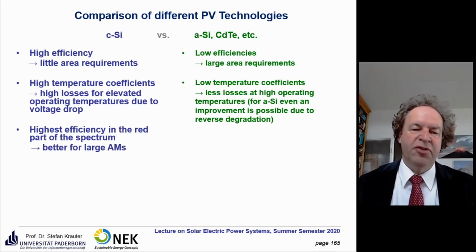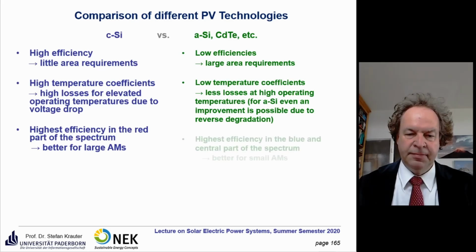Concerning the spectral efficiency, crystalline silicon usually has the highest efficiency in the red part of the spectrum. So they usually work better at large AM, meaning when the sun is not shining perpendicular on them, and/or AM1, usually closer to sunset. This effect is not very big. It's in the vicinity of 3%, but has to be considered if you do a calculation of large-scale PV fields.